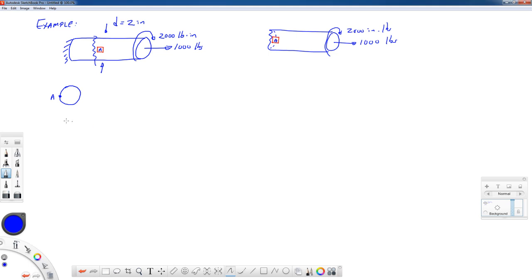So if we want, we can make some steps on how to do these problems. I'll leave a little bit of room, but step one would be to draw a free body diagram where the structure is cut at the point of interest.